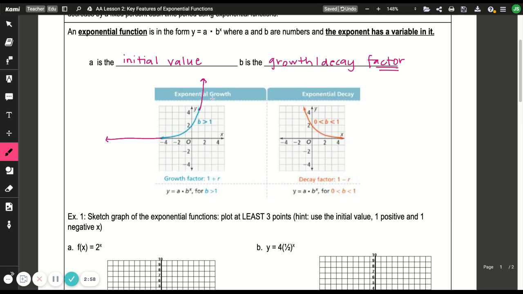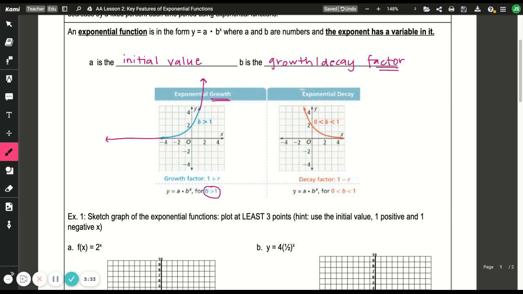If your function is growing, if it's growth, then as you move from left to right, it's increasing, increasing, increasing. And this happens if your growth factor, if your b is greater than 1. So if your b is some number greater than 1, then your function is going to increase. So that's like the penny problem. You're doubling it, you're multiplying by 2, multiplying by 2. So the money that you get would just keep getting bigger and bigger and bigger, faster and faster.